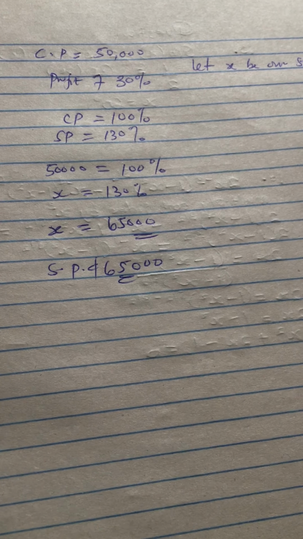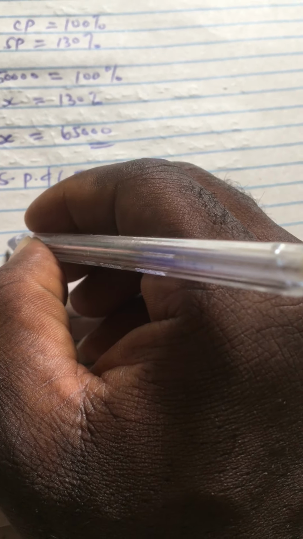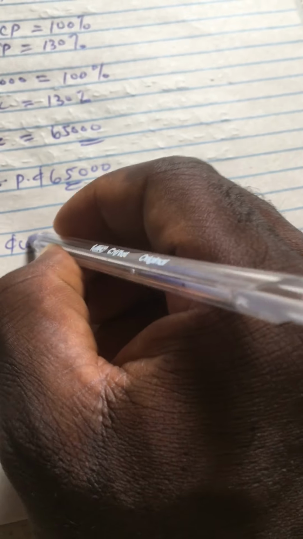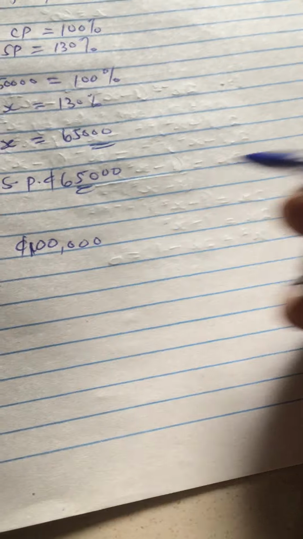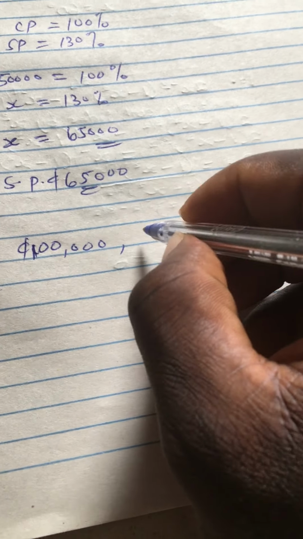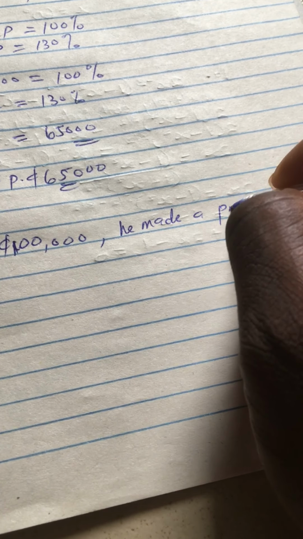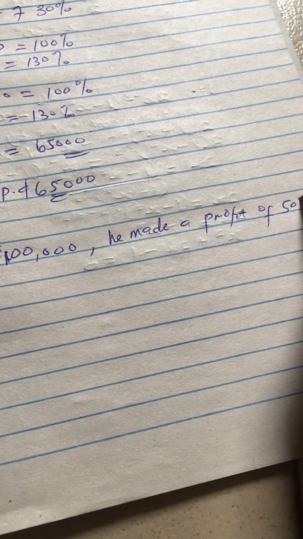Are you okay? Good. And so let's look at another example so that we close. Let's say Upanka sold a machine at 100,000 Ghana cedis. When he sold it, he made a profit of 50%.